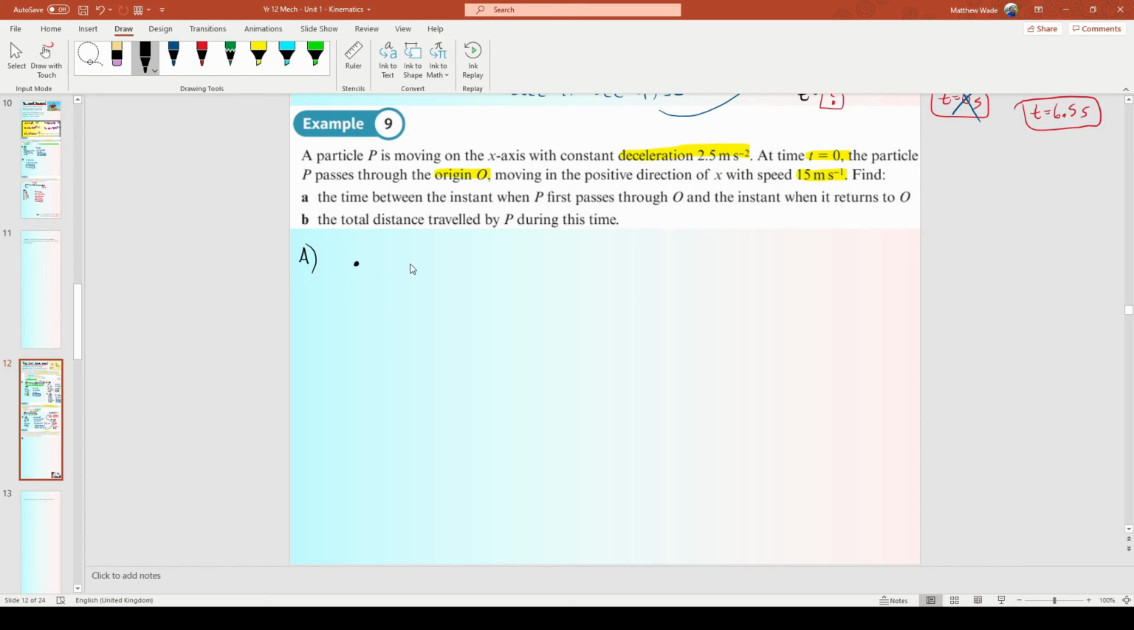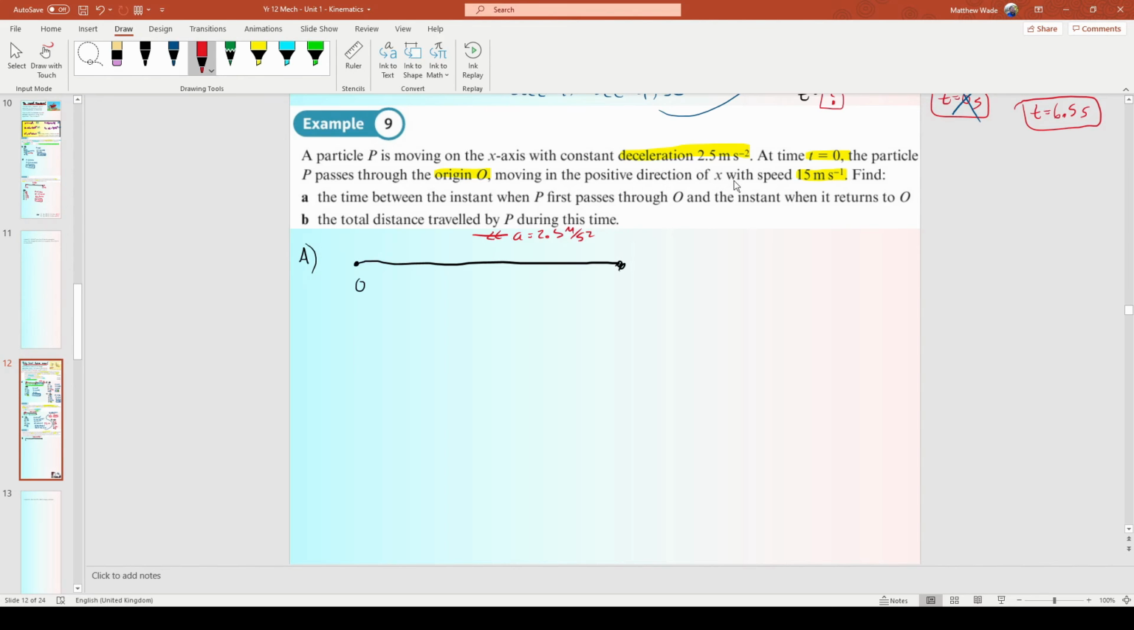So let's do it. It says it passes through O at time 0. Passes through O, positive direction of x with speed that. The instant when it returns to O. And then it goes out this way. But it doesn't tell us any other letter, does it? It goes out that way. Now, the entire thing, it's got minus 2.5 that way as an acceleration. Leave it positive because I didn't define the direction. So 2.5 meters per second squared that way is the acceleration.